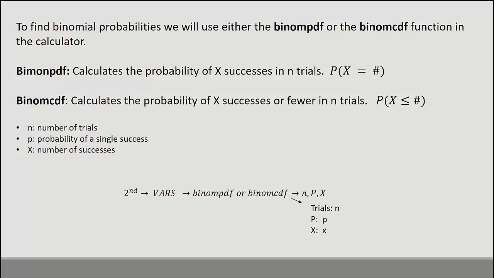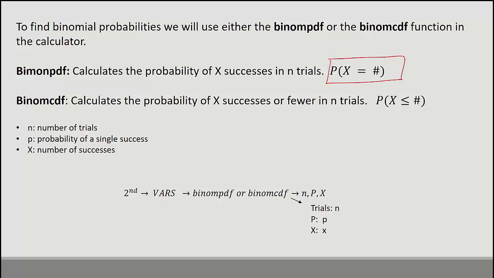We're going to use either the binompdf or the binomcdf function in our calculator. Okay, it's very important that we understand the difference between the two. The binompdf function in our calculator is going to calculate the probability of having exactly X number of successes in N trials. Okay, so remember, X counts your number of successes, so X successes in N trials. And the key here, and it's very important, is what I call probability notation. We're looking at the probability that X equals a number whenever we use binompdf.